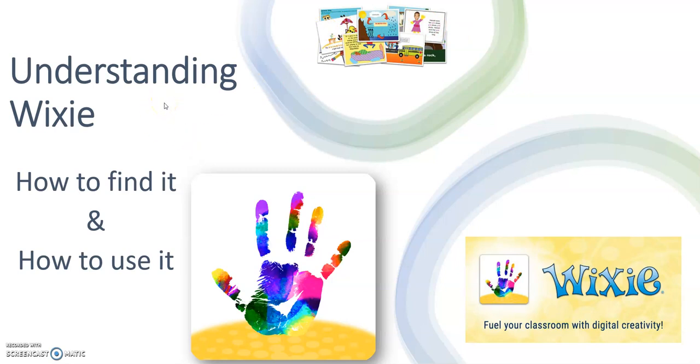There are two things I'm going to talk about: how to find it and how to use it. So when I ask your students to look for the rainbow hand, this is what I'm talking about. It is the button or the app for Wixie, the rainbow hand. But it doesn't always appear as a rainbow hand. Sometimes it does, and clever it will. So if I say rainbow hand, I'm talking about Wixie. But let's move on to how to find it.